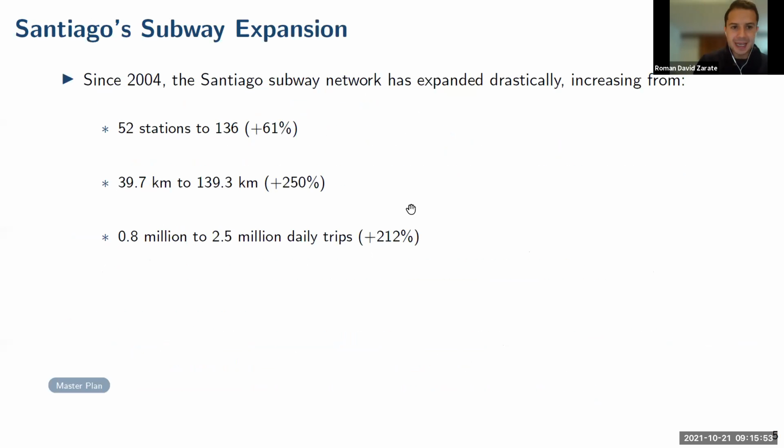Okay, so the expansion that we're going to analyze is that since 2004, there has been a large expansion of the Santiago subway network. In particular, before 2004, there were only 52 stations. Now there are 136 stations. This represents an increase of 61%. Similarly, the length of the network has increased from around 40 kilometers to 140 kilometers. This is an expansion of 250%. And of course, this is reflected in the number of trips that you observe daily. The number of trips has increased from 1 million to around 2.5 million.